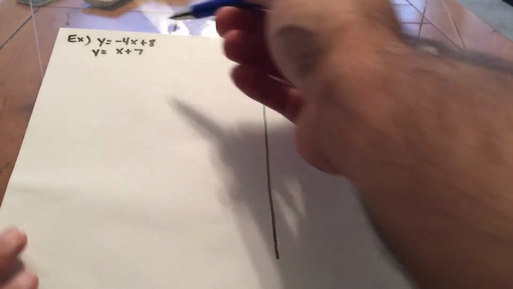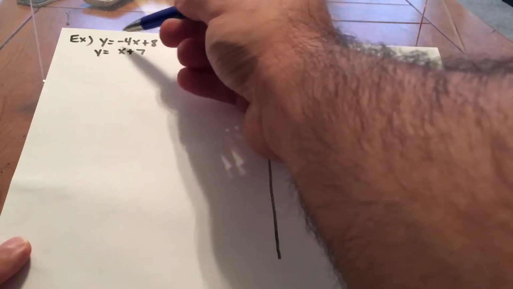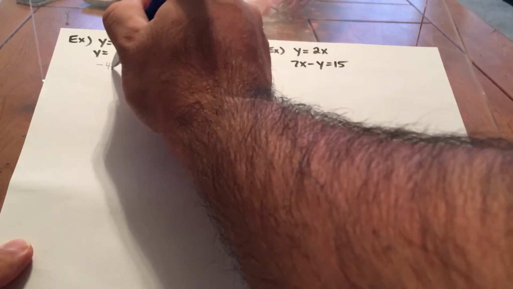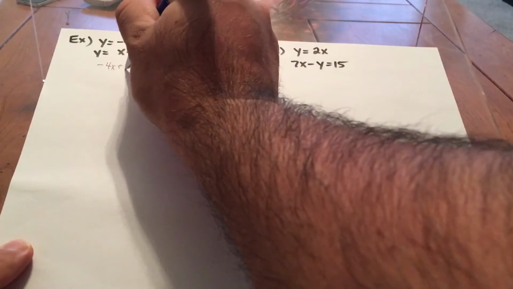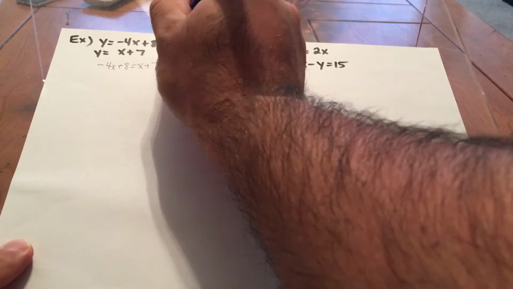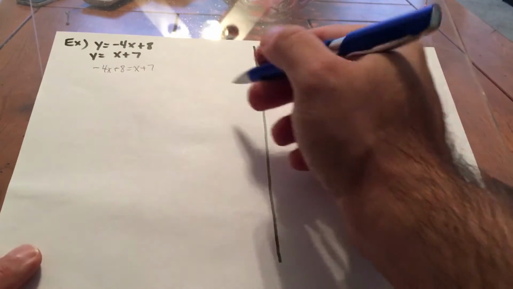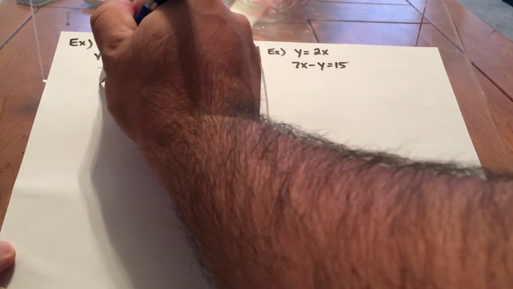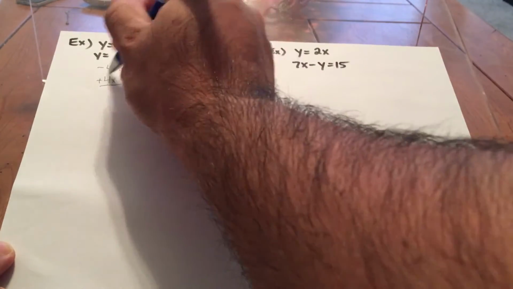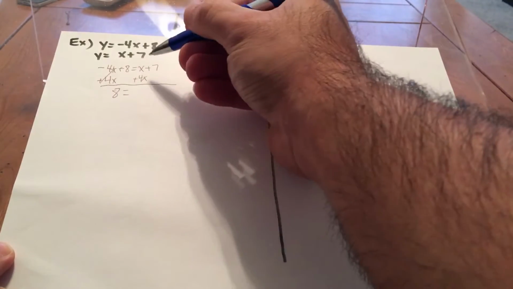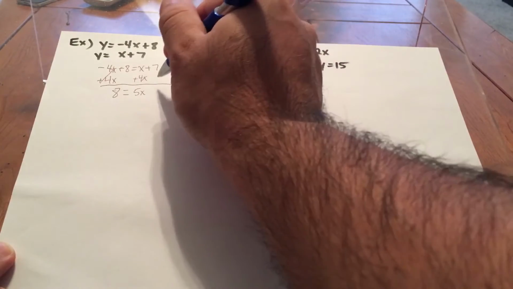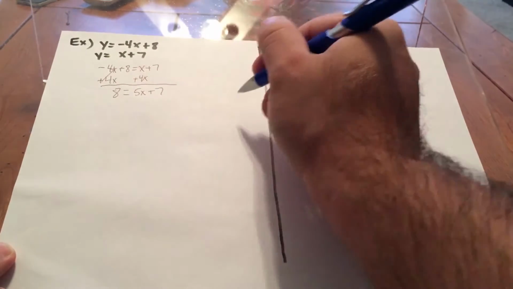Okay, so in the first example, I said if they're both equal to y, then they're equal to each other. So we can set negative 4x plus 8 equal to x plus 7. And now we just solve for x. Now there's a couple ways you can do it. My suggestion is to keep your x positive. So we'll add 4x to both sides. And that leaves me with 8 is equal to x plus 4x, which is 5x, plus 7.